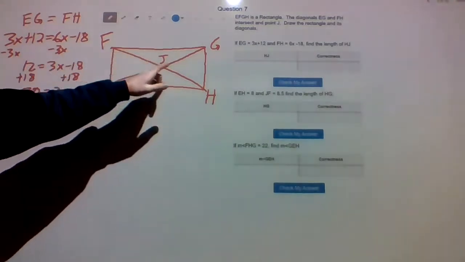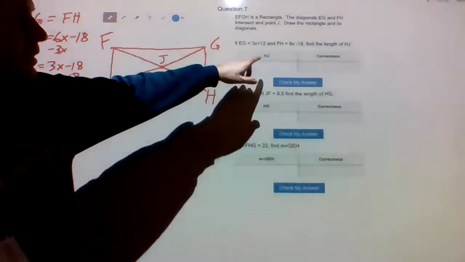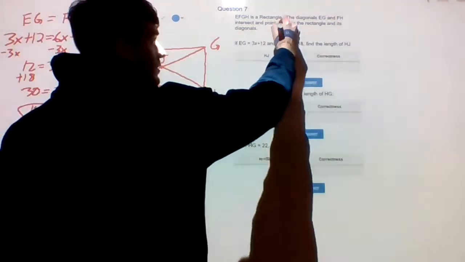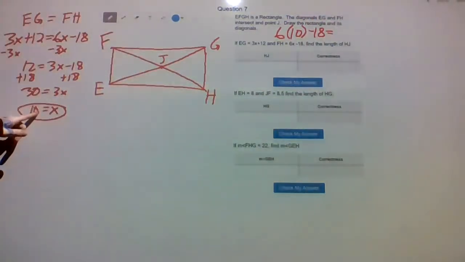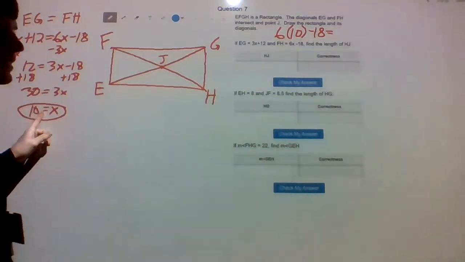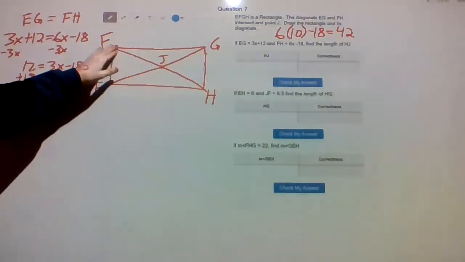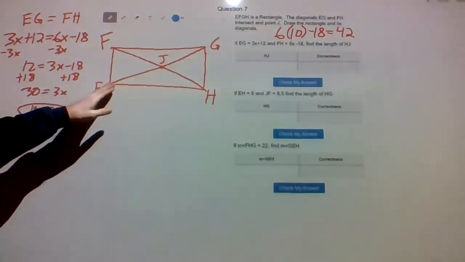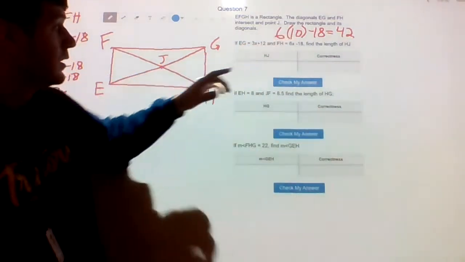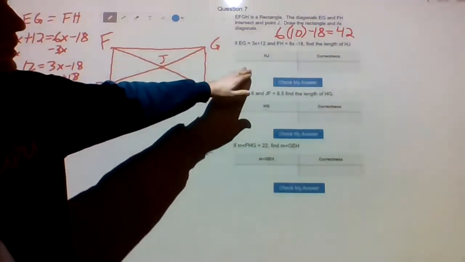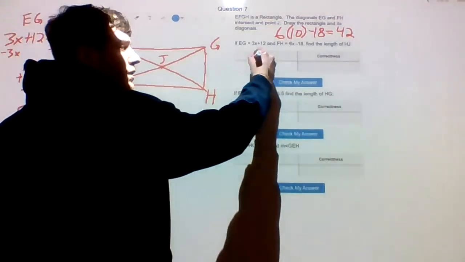If we want to find the length of HJ, that's going to be half of FH. So if we substitute in for FH, so if we do 6 times 10 minus 18, right, x equals 10. So 6 times 10 is 60. 60 minus 18 is going to give us 42. Okay, so FH, the whole diagonal is 42. Right, EG is also going to be 42, right? We could check that. 3 times 10 plus 12, that's 30 plus 12 is 42. So our diagonals are 42. So HJ is going to be half of a diagonal, so 42 divided by 2 gives us 21.